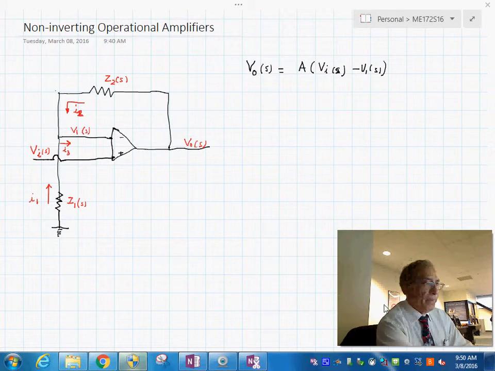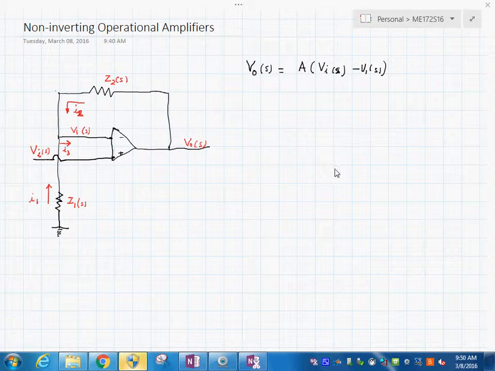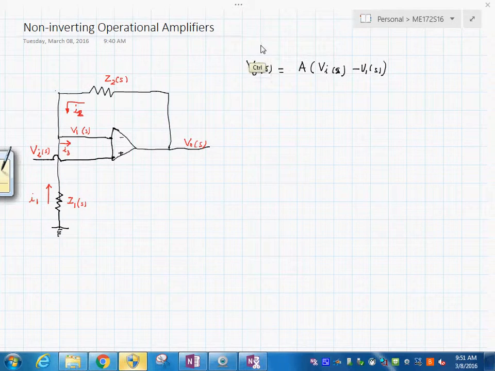So I'm going to go from here and we say, okay, here the output voltage is the operational amplifier constant, this amplification A, multiplied by the difference in voltage V sub I and V1. So V sub I minus V1 multiplied by A is the output voltage.